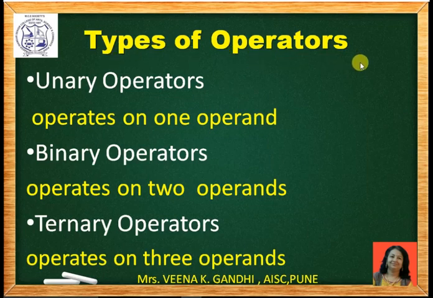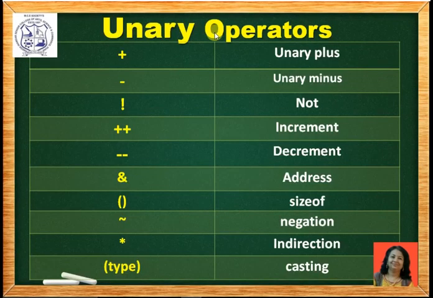Now, types of operators. There are three types of operators: unary operator, which operates on one operand; binary operators, which operate on two operands; and ternary operator, which operates on three operands. Unary operators operate on one operand. First, unary plus and unary minus are two operators used to indicate a positive or negative number. Next is the logical NOT operator. It reverses the result of the expression. For example, if the result is true, it negates to false, and if the result is false, it negates to true.